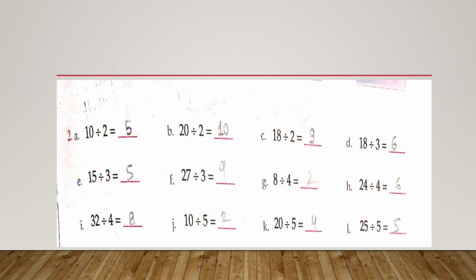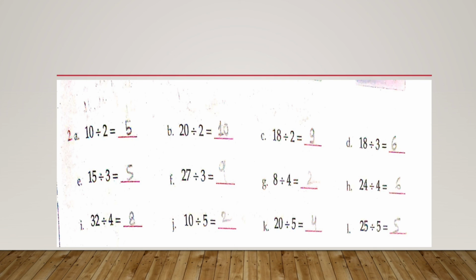Now next part, 18 divided by 3. Children, you will recite the table of 3 until you get 18. So 3 6s are 18. So you will get answer as 6. Now next E part, 15 divided by 3. So 3 5s are 15. So you will get answer as 5.